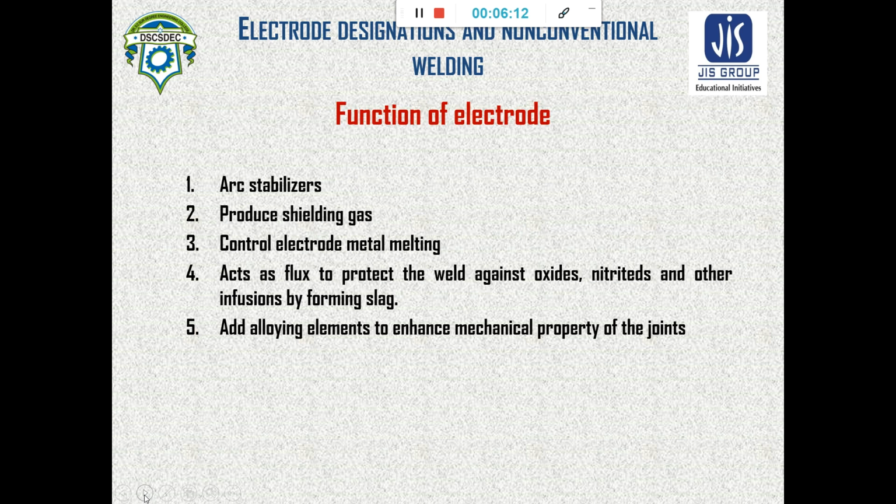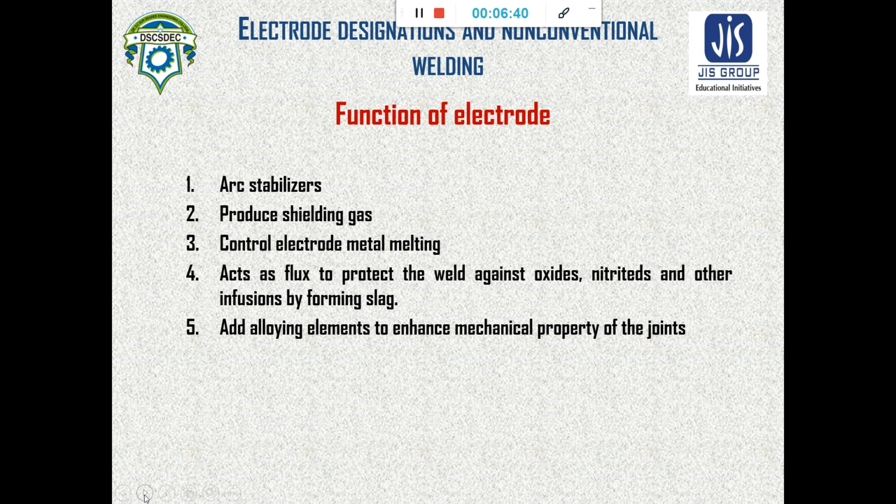Now what are the functions of the electrodes? Electrodes can be used as an arc stabilizer. What do we mean by arc stabilizer? In the arc there are high energy electrons and protons. Those interchange and make random collisions, so at that position the arc fluctuates a lot with the energy.